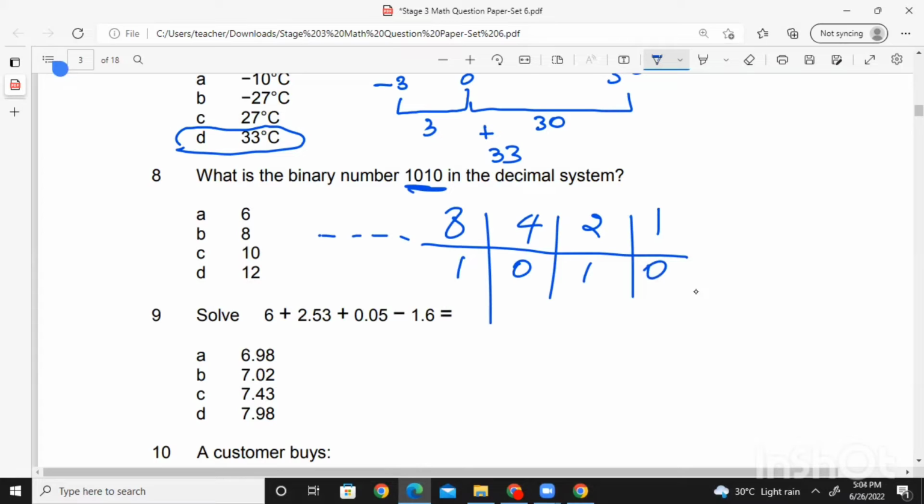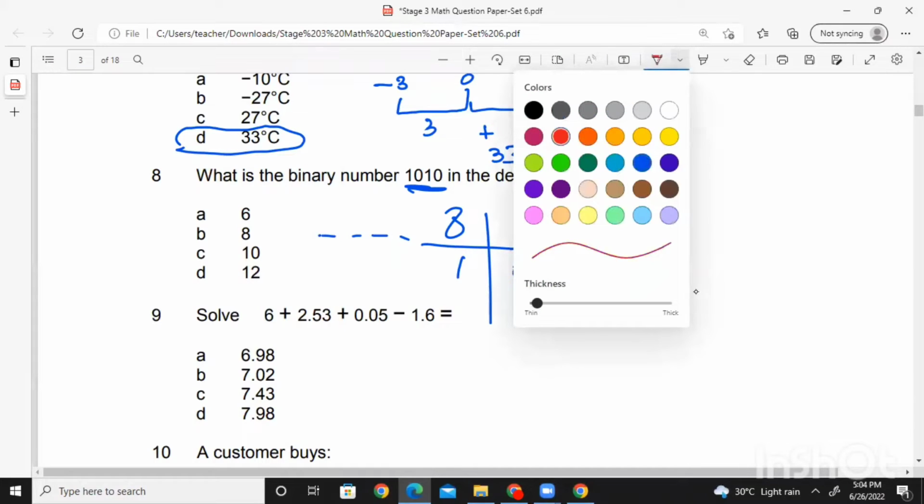We multiply and add. So we're going to be multiplying the columns. We're going to multiply the digits in the column by the place value, and from there we could go. So let us now see.